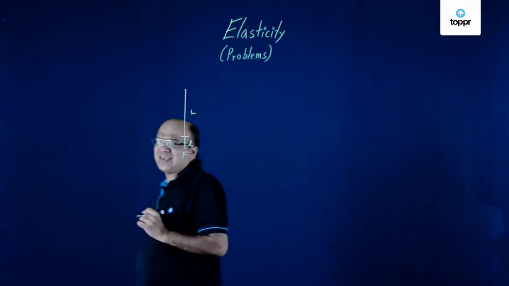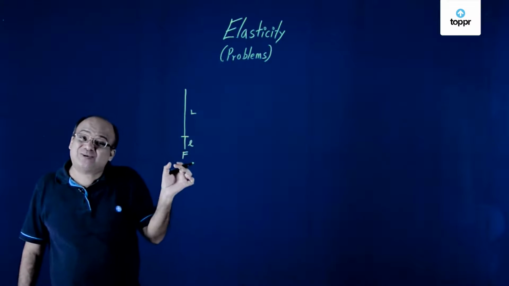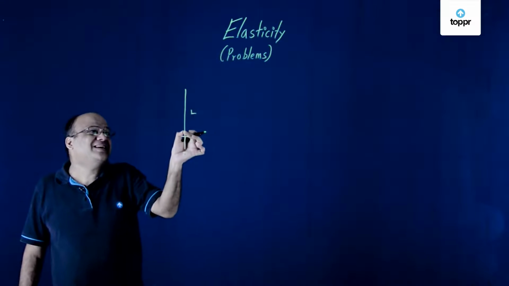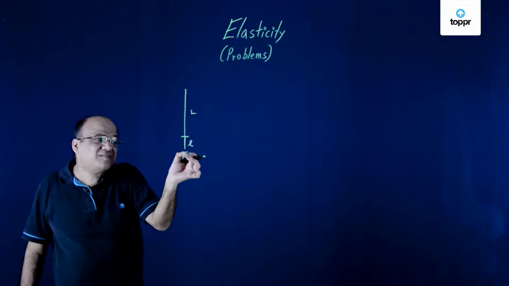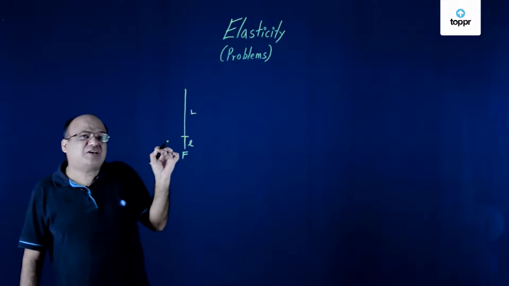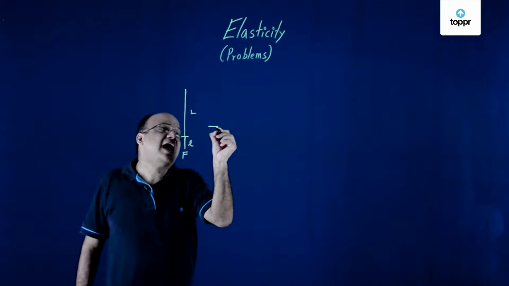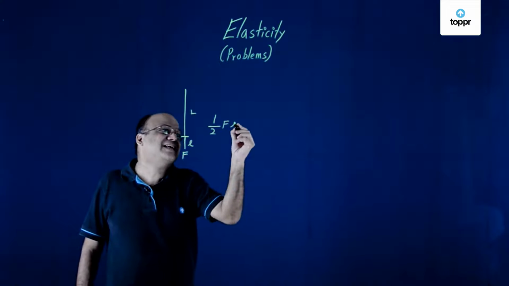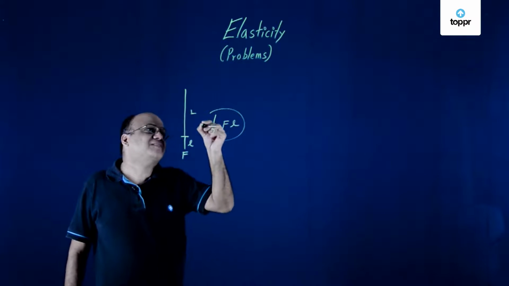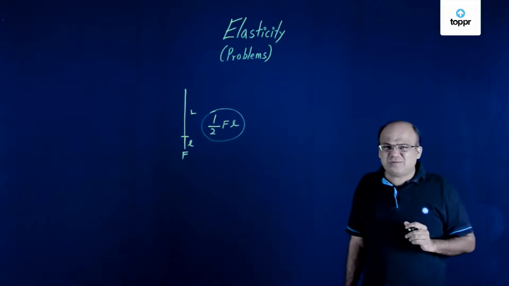So here in this case, the average force becomes F by 2. Initially, we don't apply much force. As the length increases, the final force is F. So average force is F by 2. Therefore, the energy stored will become average force, that is F by 2, into the increase in length l. So this is the energy stored in this case.